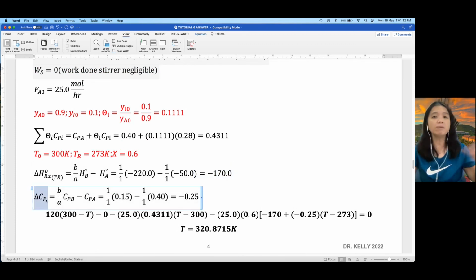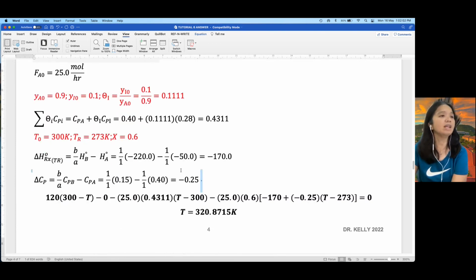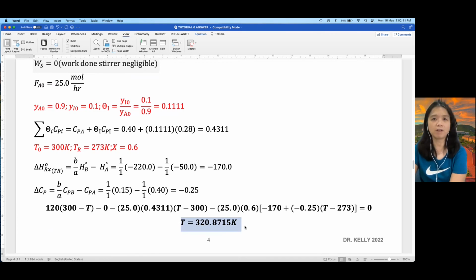delta Cp. Same concept, it is only for reactant and product. You don't need to include inert in the calculation of your delta Cp. So you will get your delta Cp as negative 0.25. So once you have obtained everything, TR is again 273. Okay, so when you have already obtained everything, please make sure you solve it correctly. You will get the inlet temperature as 320.8715. So we are done on question A, to find the temperature when you are given the conversion.